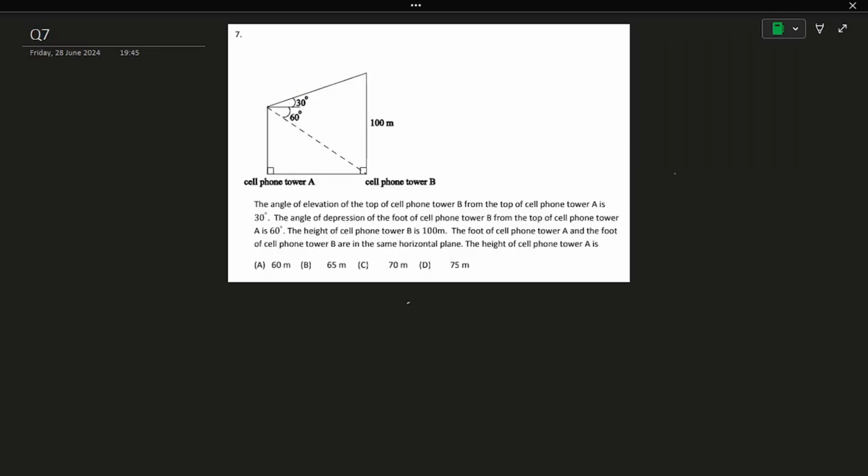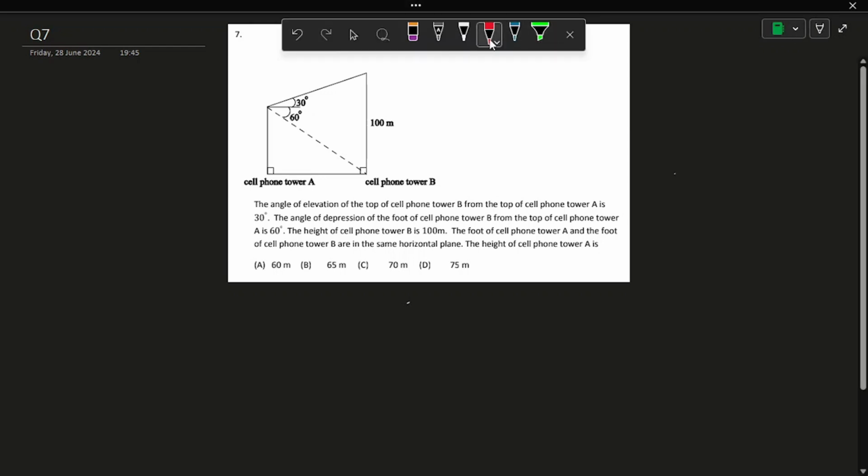Right, question 7 says the angle of elevation of the top of cell phone tower B from the top of cell phone tower A is 30 degrees. The angle of depression of the foot of cell phone tower B from top of cell phone tower A is 60 degrees. The height of cell phone tower B is 100 meters. Let me try to annotate this. So this is what they're talking about.